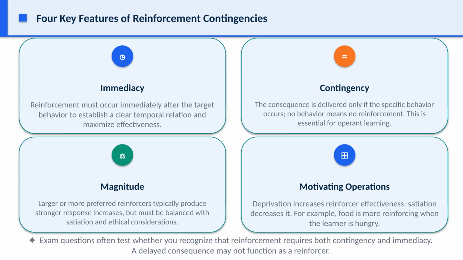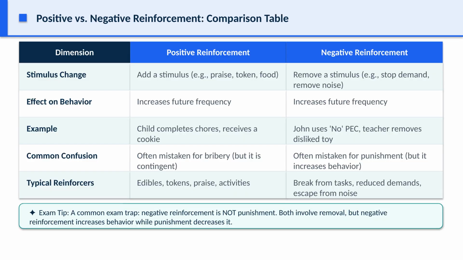On the exam, you'll need to identify when a contingency is weak because one of these features is missing or misapplied, so practice spotting each element in applied scenarios. This slide clarifies the critical distinction between positive and negative reinforcement contingencies, both of which increase the future frequency of behavior. Positive reinforcement involves adding a stimulus, like praise, a token, or a preferred activity, immediately after a behavior, as when a child completes chores and receives a cookie.